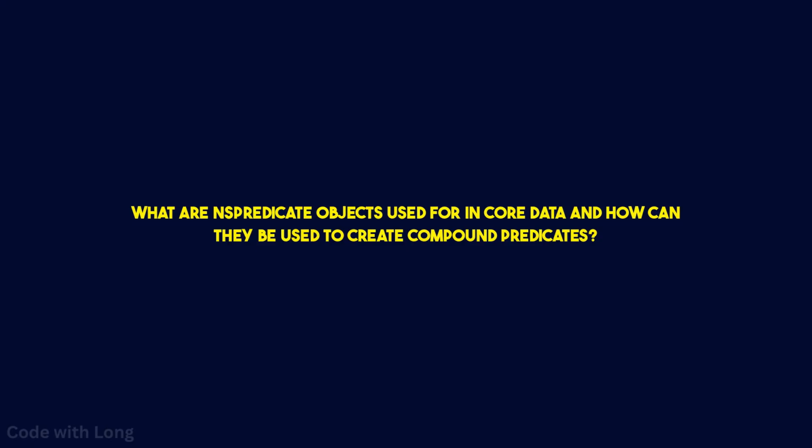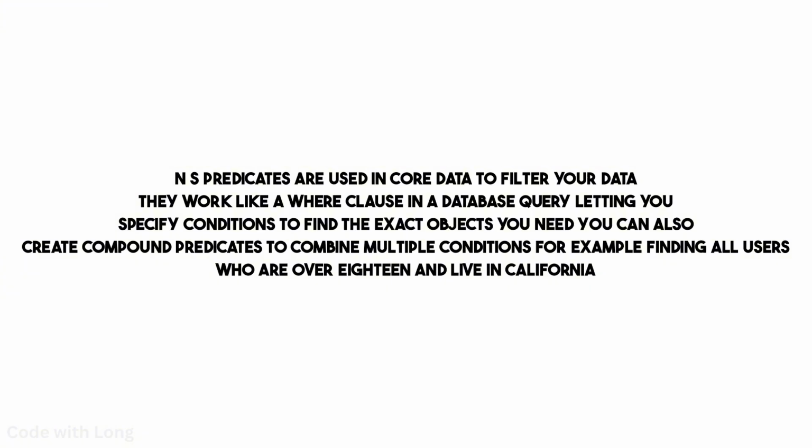What are NSPredicate objects used for in Core Data, and how can they be used to create compound predicates? NSPredicates are used in Core Data to filter your data. They work like a where clause in a database query, letting you specify conditions to find the exact objects you need. You can also create compound predicates to combine multiple conditions. For example, finding all users who are over 18 and live in California.